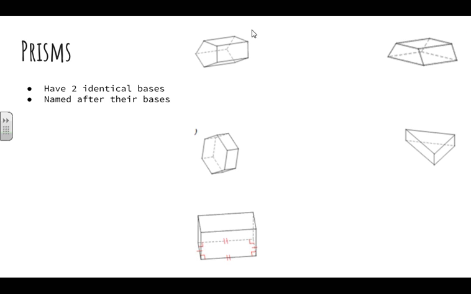So if we look at this figure right here, here is our base. We have an identical base over on the other side. It's exactly the same. So if we wanted to name this prism, first we'd identify the shape of the base. This is a pentagon. It has 5 sides. So we would call this a pentagonal prism.